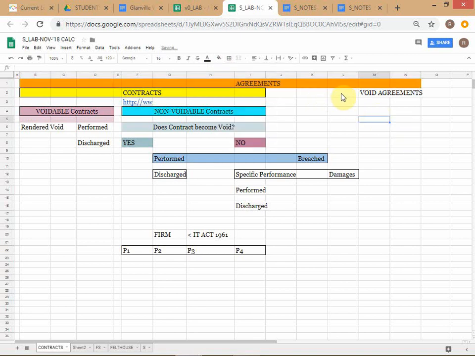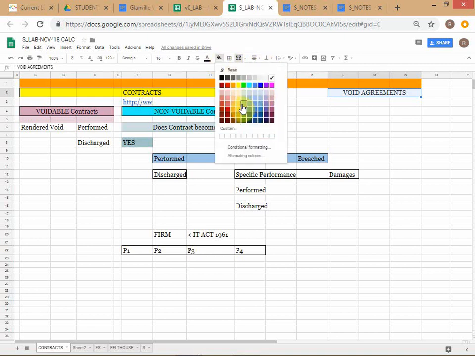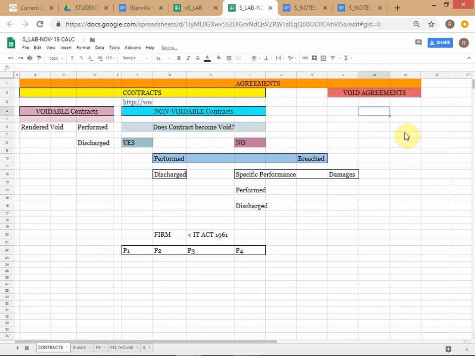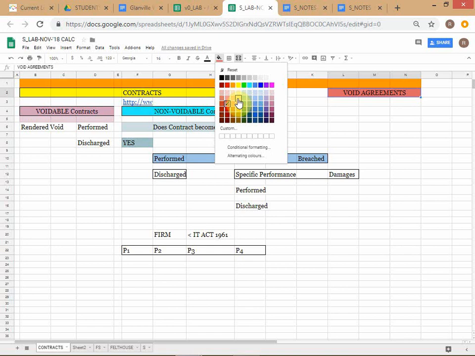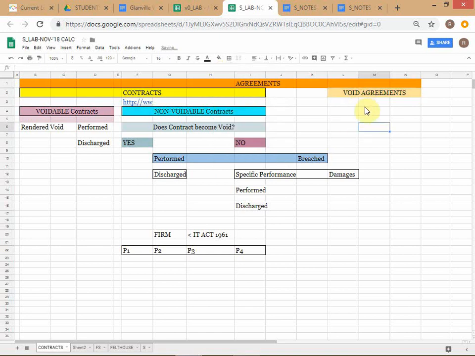So you have two types of agreements. Either you have a void agreement. I want to center this. Let's make this something. Maybe you can't read it now because of this deep red color. I just wanted to give it a red color because it's void, but that is not helping us. Okay, now you can read it.